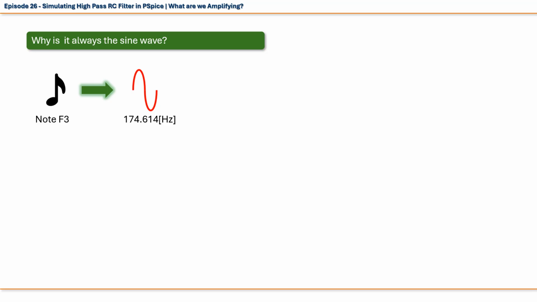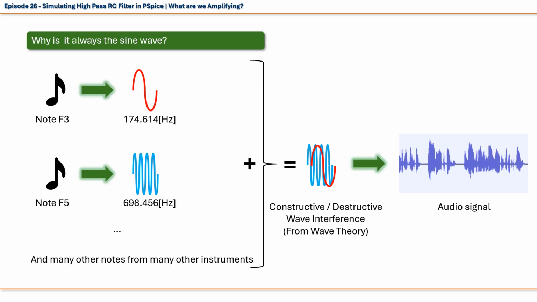Now, let's go 2 octaves higher and play note F5. Again, in order for some music instrument to produce this exact note, the instrument must generate a sound wave with exactly 698.456 Hz frequency. That is the F5 note for you. In both cases, we have visually represented the sound wave with a corresponding sine wave.